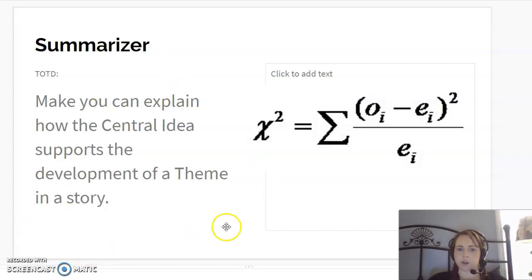Now, after you turn this in, I want you to talk back through it on your own, make sure you understand what a central idea is, how we define that, what the theme is, how we define that, and how the two work together. Okay, please remember you can email me with any questions, and I will get back to you as quickly as I can.